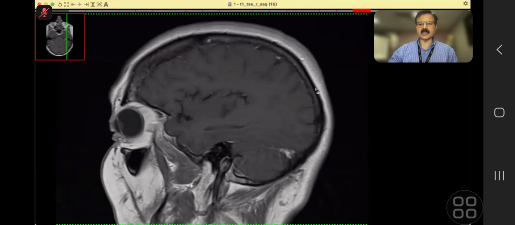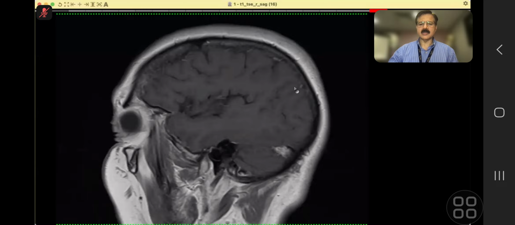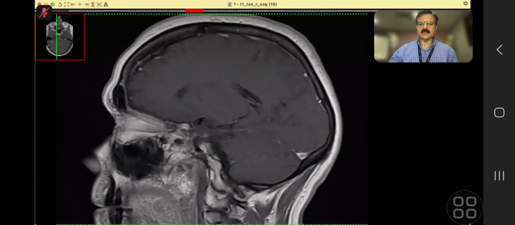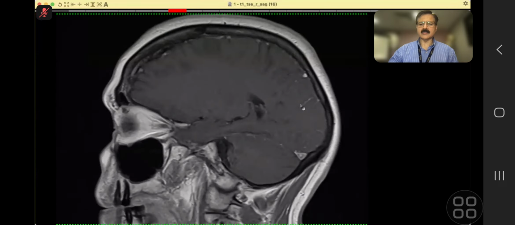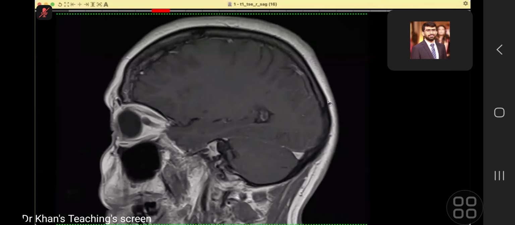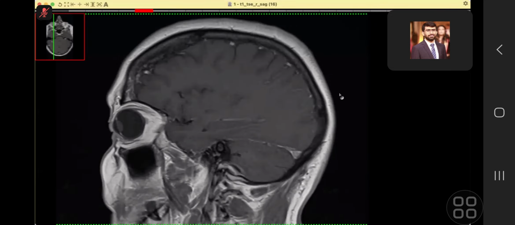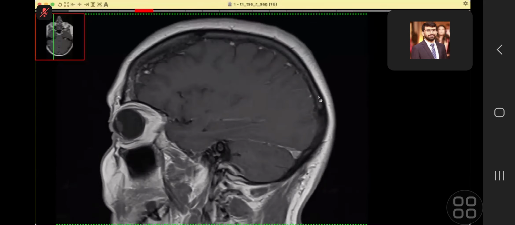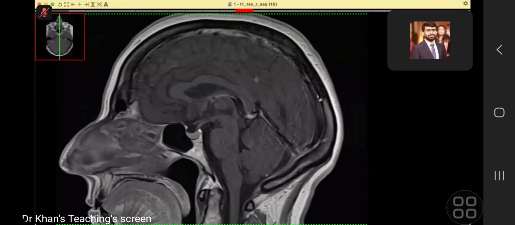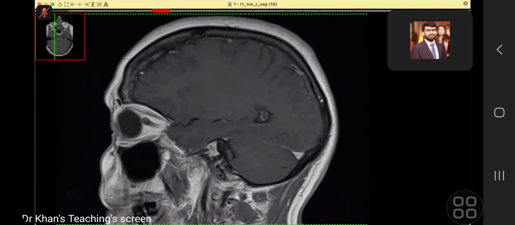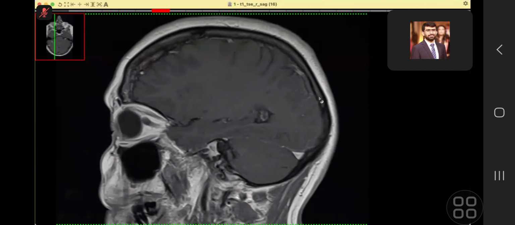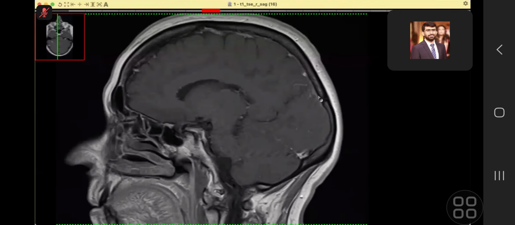On this sagittal, we are on the left side, and now we are going to the right side. What do you think? Yes, sir, there is enhancement of the sulci. So if there are T2 hyperintense signals which are enhancing on the T1 weighted post contrast, my first differential would be inflammatory and infective. It can be meningitis.